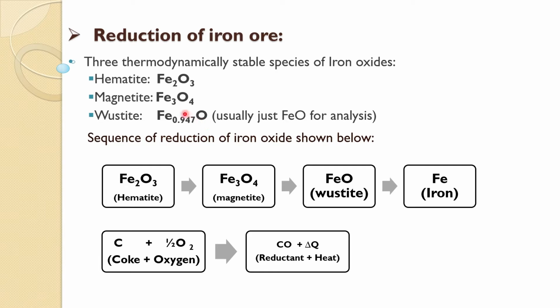Wüstite dissociates, it is not stable below 570 degrees Celsius, and you are also aware that reduction goes in a sequence: hematite to magnetite to wüstite and to iron. The reductant for this is mostly CO gas, which is produced by burning carbon at the tuyere level with the oxygen, and then you get CO as a reductant gas and the heat.